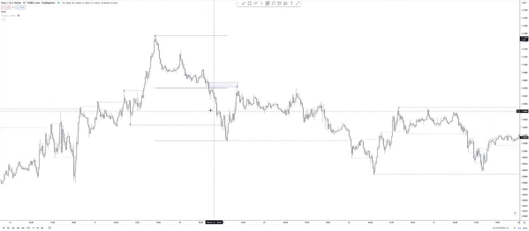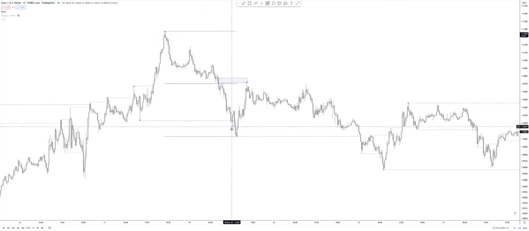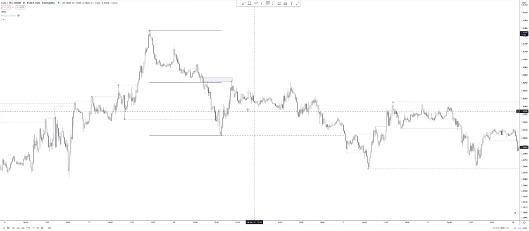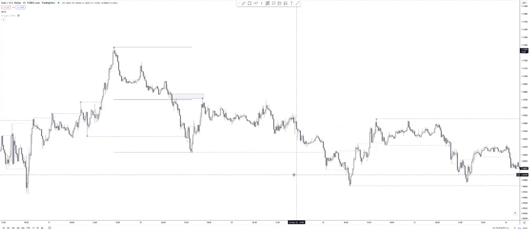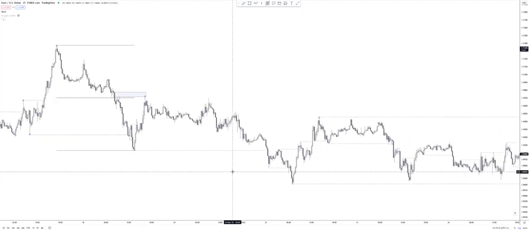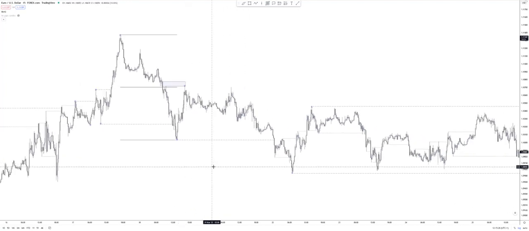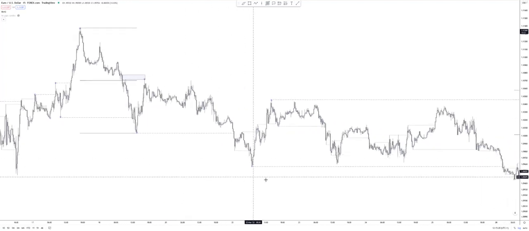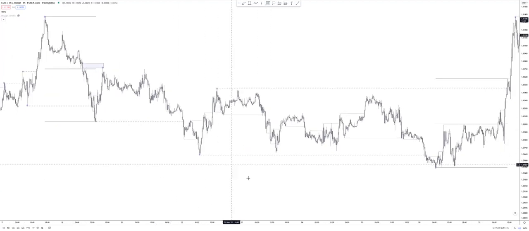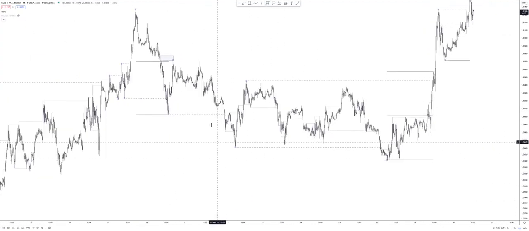Now obviously there is some minor structure that went on here before that, and minor structural breaks along the way, but for this video, to keep it simple, we'll just for now focus on major structure and supply and demand zones within that. So let's move on to the next one.